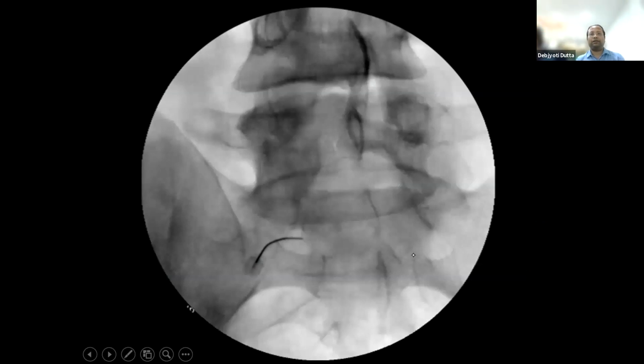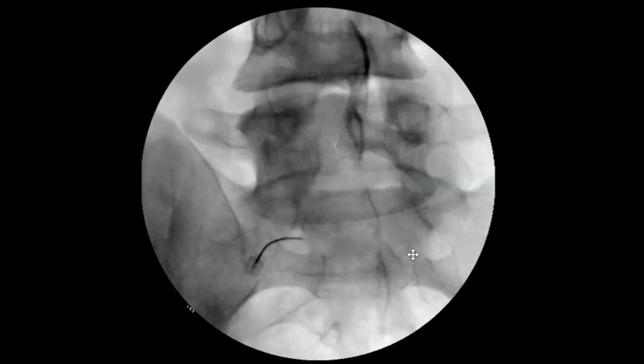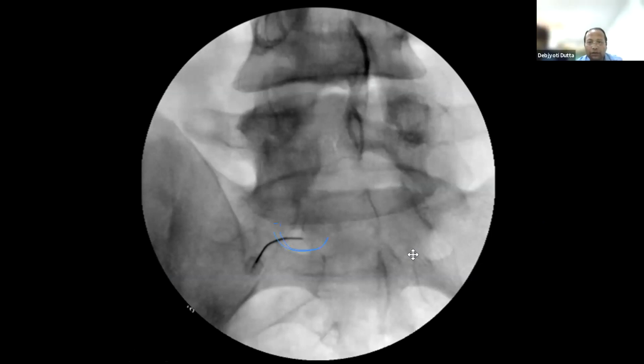Here you can see actually this foramen, most likely, is the S1 foramen. Okay, and this is the posterior S1 foramen, and this is the anterior S1 foramen. So this lower anterior one is clearer, but that is not our target.